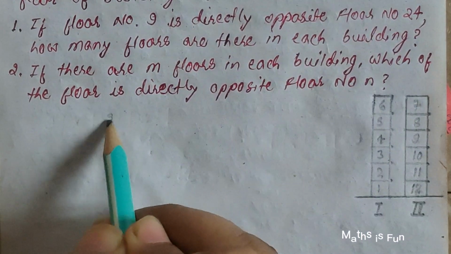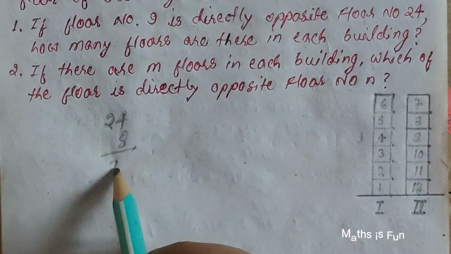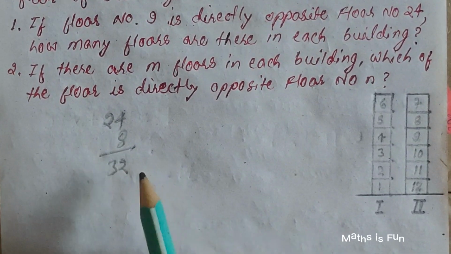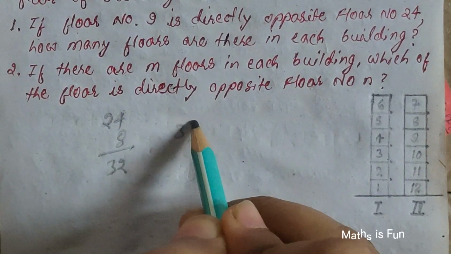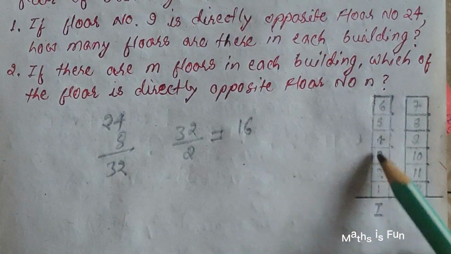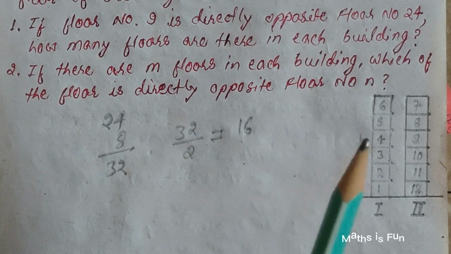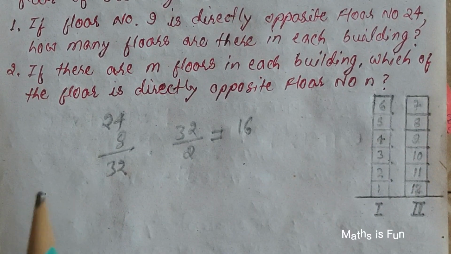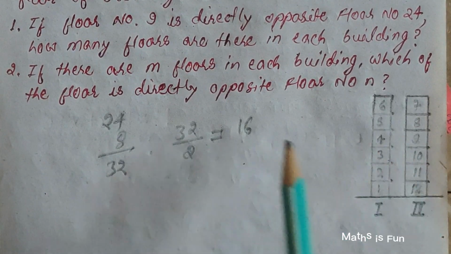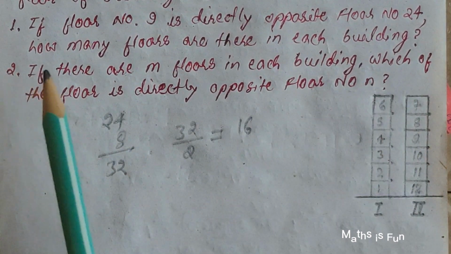So if we add 8 to 24, we'll get 32, and then we'll divide 32 by 2 and we'll get 16. So each building has 16 floors. Remember how many floors we got using way number 1? That was 16 floors. So using way number 2 also we have got 16 floors. So I have shown you 2 ways of solving question number 1.